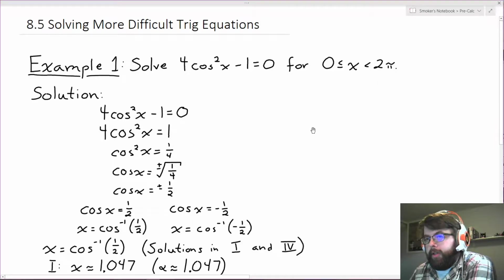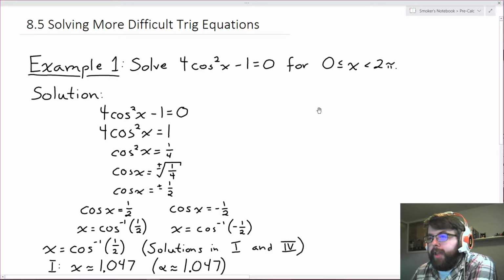Hello, pre-calculus class. Today I'm going to go over Chapter 8, Section 5, and this is solving more difficult trig equations. It's going to be similar to solving trig equations, which we did a few sections ago, except they're going to be more difficult. And you'll see why here in a minute, hopefully.